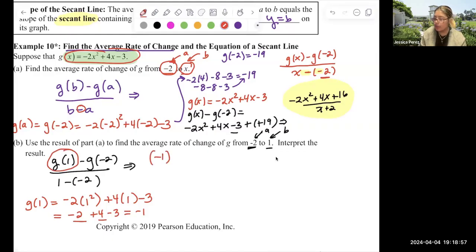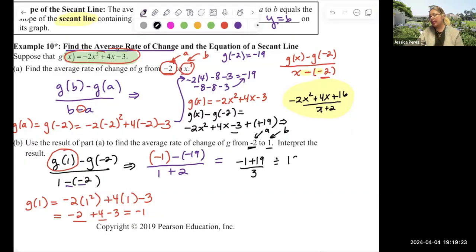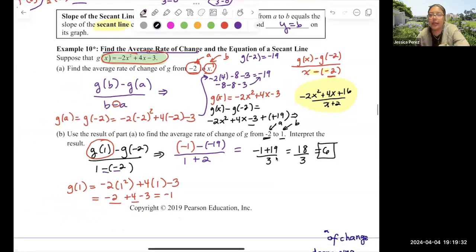We already know what g(-2) is: -19. So it's -1 minus -19, all over 1 plus 2. A negative and a negative, so if I combine this, it's -1 plus 19, over 3. That's 18 over 3, which is 6. So 6 is the average rate of change between -2 and 1, after substituting.